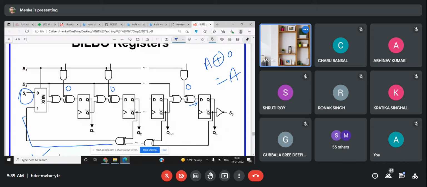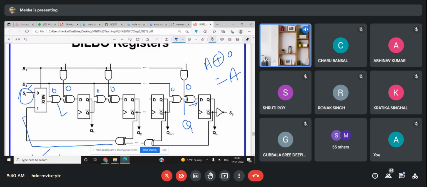So B2 is 0. B2 is also 0, means this branch is also completely 0. So output of this will be whatever Q is there, because every time it is connected to Q bar. So this will give you Q. Every time it is going to give you Q.